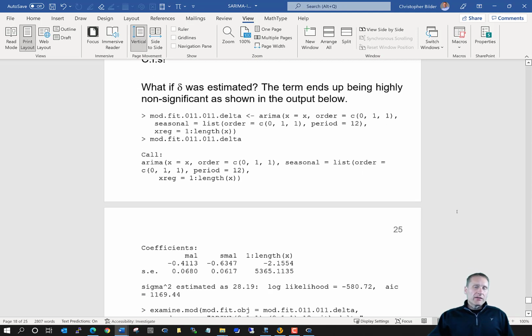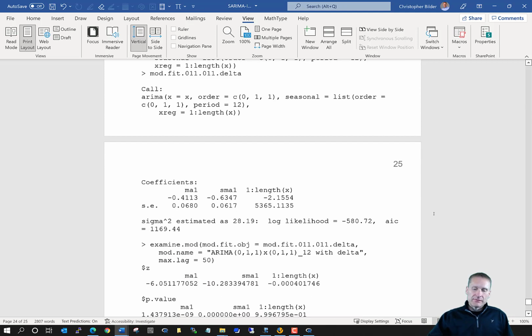Now, we've also talked about a drift term in the past. What if we actually estimated delta for this particular model? You can do that with ARIMA models too. And so that's what I did. To incorporate delta in the model, I use the same kind of code as what we saw before, where I add an xreg argument to my function. And this is what I get.